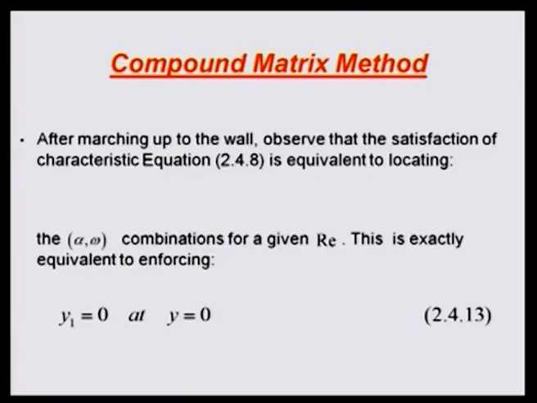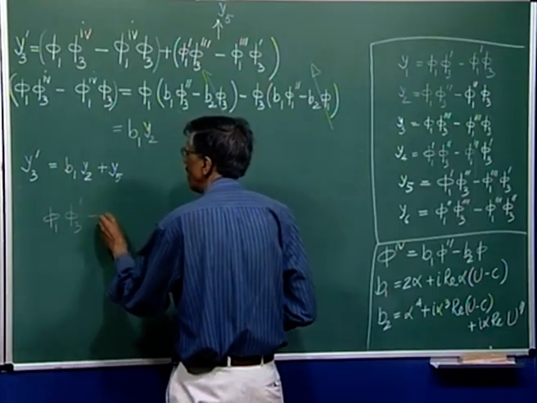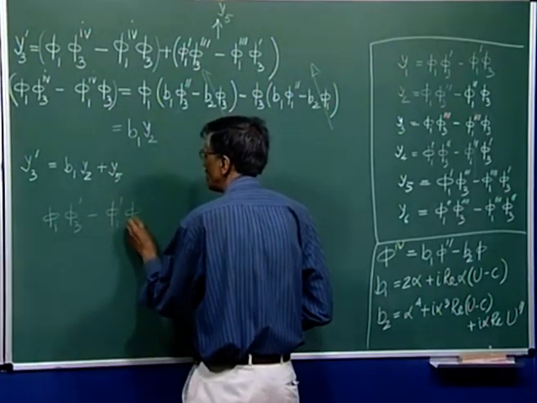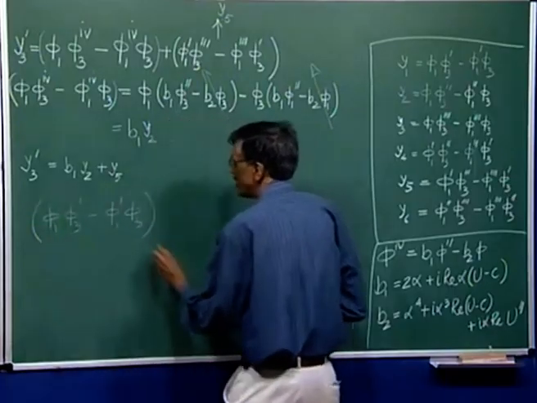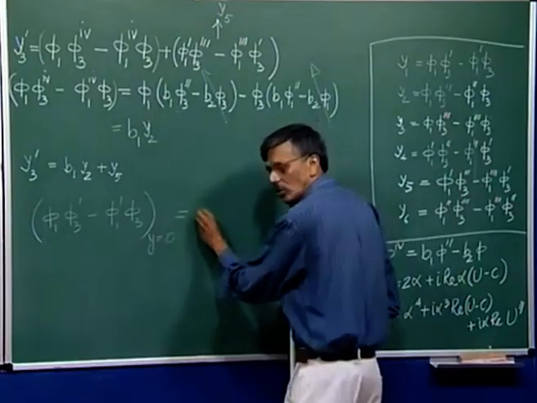What we need to do is start off with those initial conditions in the free stream, and keep marching to the wall. And what is it that we will have to do at the wall? Recall, at the wall we had the dispersion relation, and the dispersion relation was phi 1 phi 3 prime minus phi 1 prime phi 3, and this was evaluated at the wall, and that has to be equal to 0.